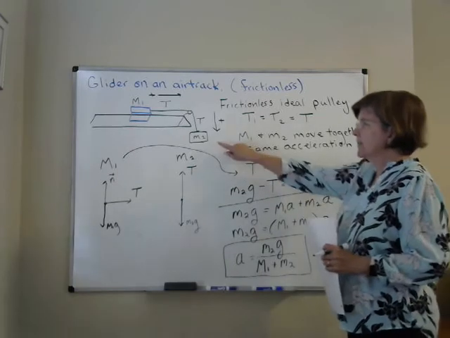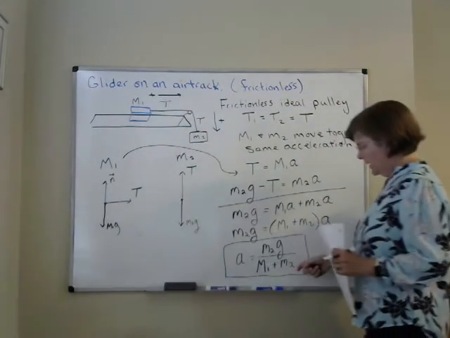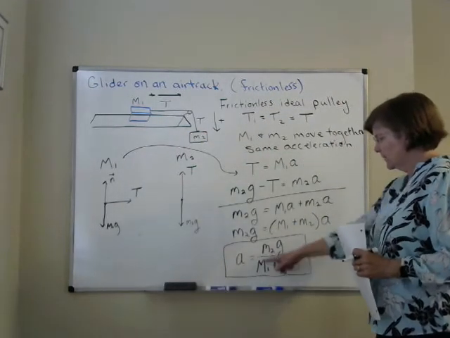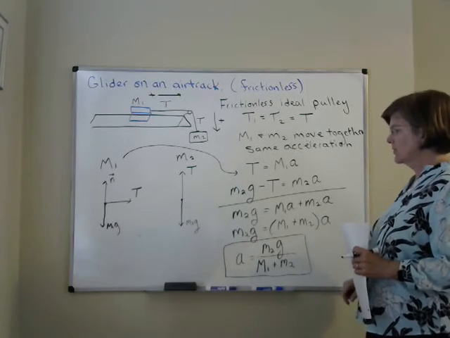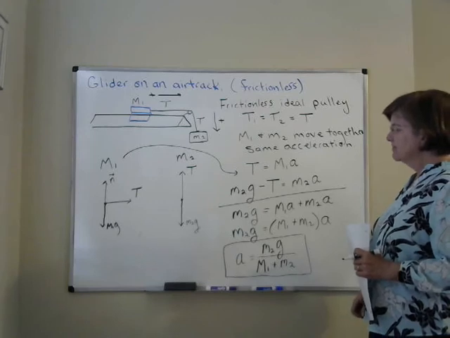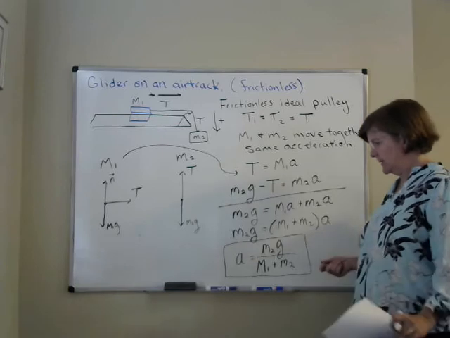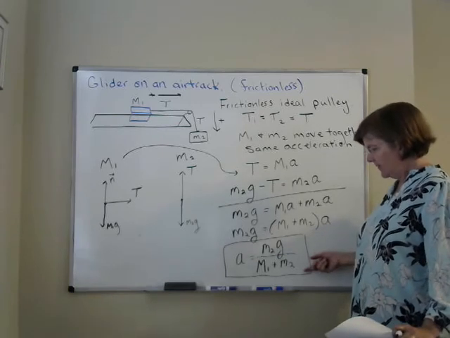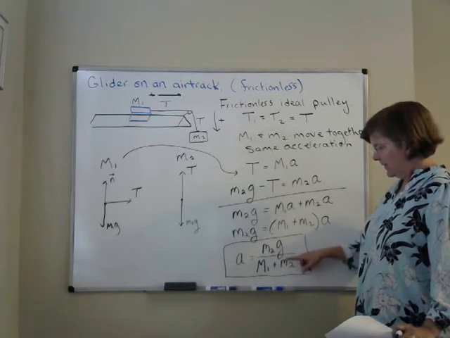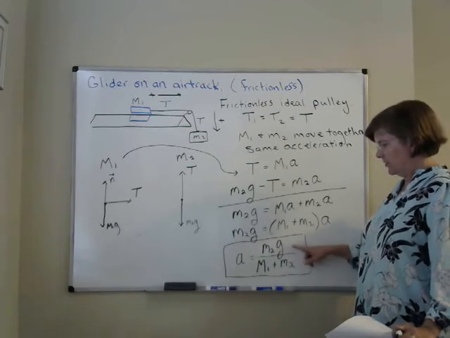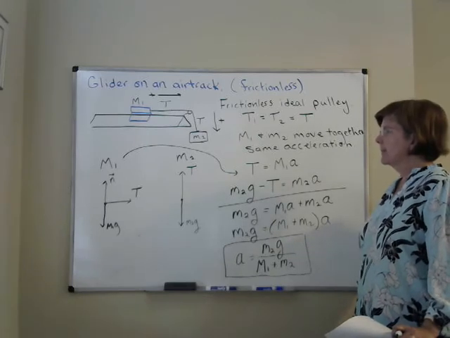If we let this get bigger and bigger and bigger, this will have less and less of an effect, and M2 over M1 plus M2 would eventually approach 1, in which case the acceleration would look like free fall. This makes sense. It's always good to stop and think about extremes. What happens if M2 is really, really tiny? Then we get very, very little acceleration. We just get g over M1.